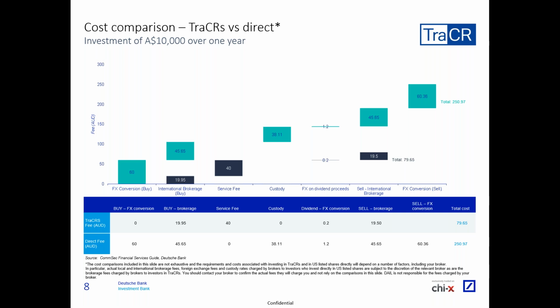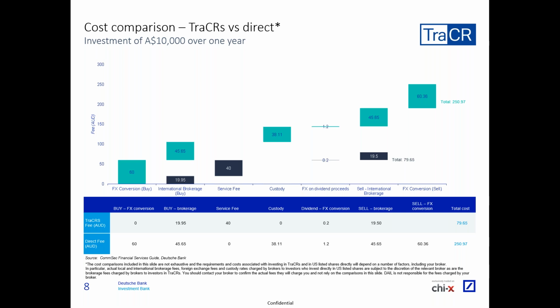Now, let's compare this to owning $10,000 in Apple Traces. The cost, $80 versus $250. I'll say that again. The cost is $80 versus $250. So why is there such a big difference? Well, firstly, there's no FX charge. You're buying in Aussie dollars. You're buying an Aussie security. Second, the domestic brokerage is more than 50% cheaper.